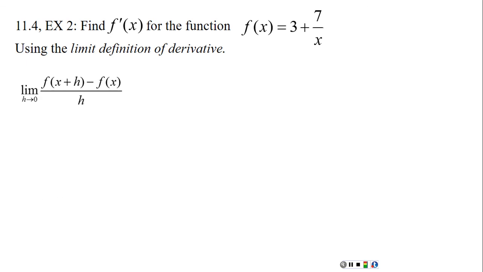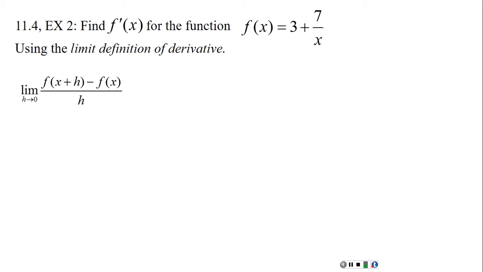So this is the limit as h approaches 0 of f of x plus h minus f of x over h. Hopefully you will be saying this little formula in your sleep. Okay. And we know the goal for limits is to be able to plug in the number. So we'd like to plug 0 in.